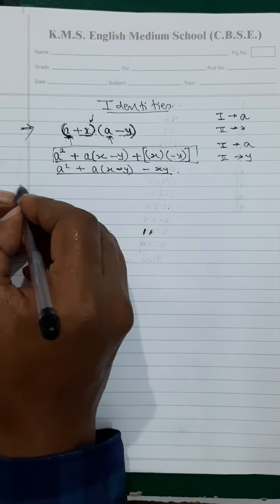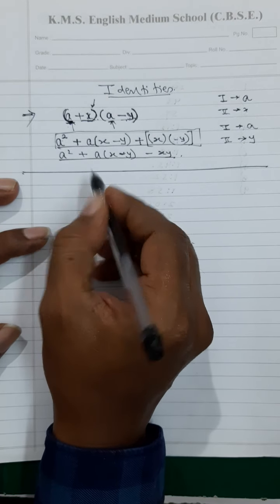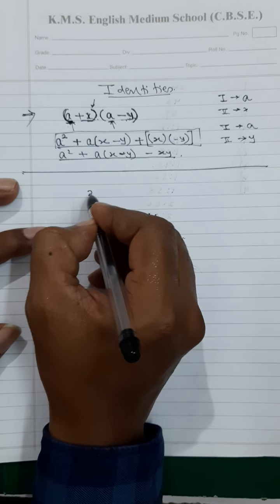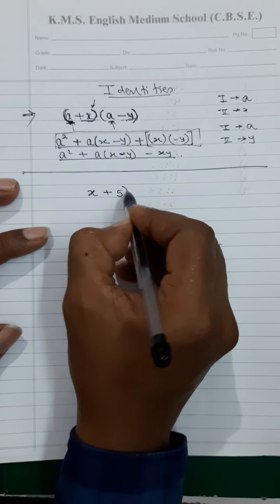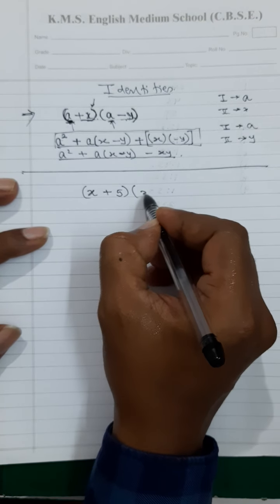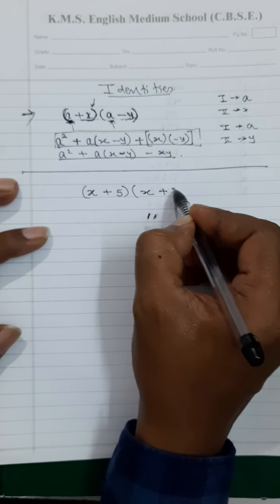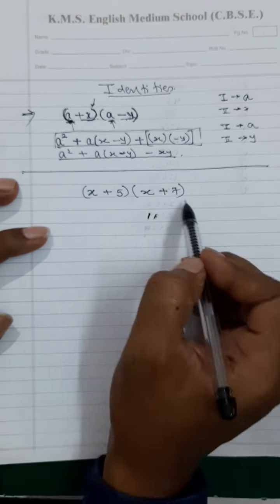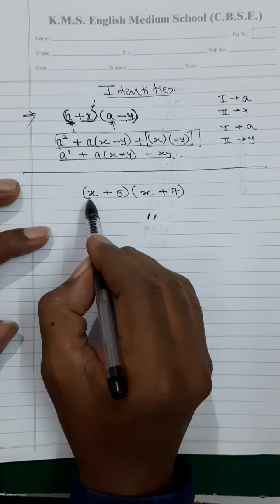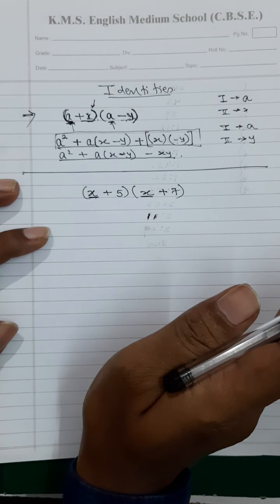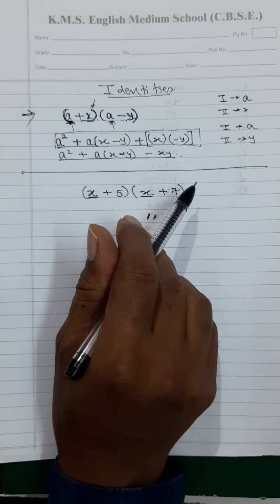I'll give one more example. Like supposing if I have got x plus 5 multiplying with x plus 7. See, again there are two brackets multiplying, a binomial here, a binomial here. First term is same, second terms are different. Then identity will come into picture.